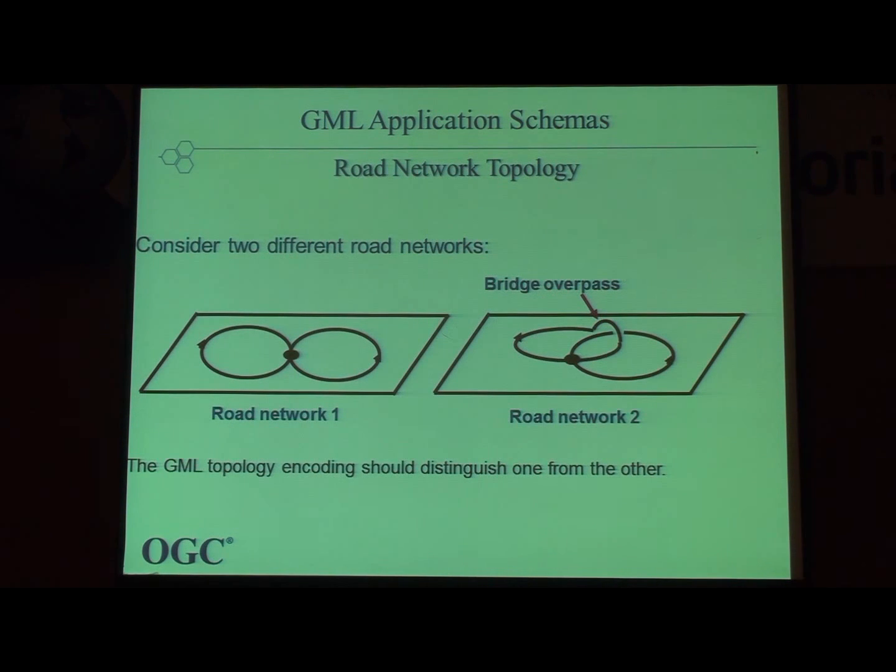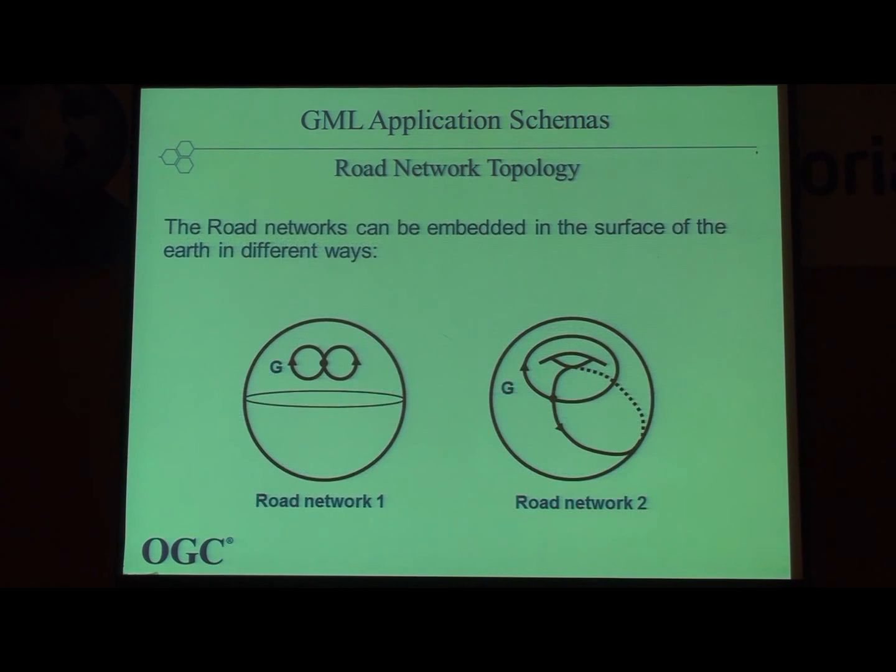Okay, for some topological best practices, if you have two different road networks, you have some choices on how to code them, but your GML topology encoding should distinguish one from the other, and there is a way to do that. In GML 3.2, you can distinguish two road networks such that they really do represent different things in the real world. In this case, you can have two loops that either enclose a hole in the surface or do not. And depending on your GML encoding, you'll get one or the other. I'll give an example of this.